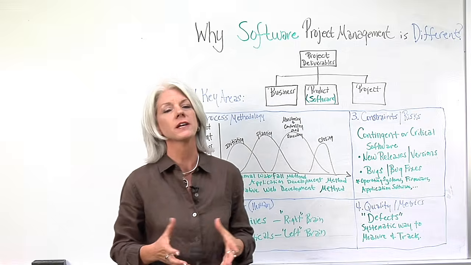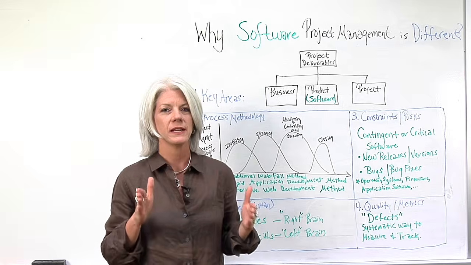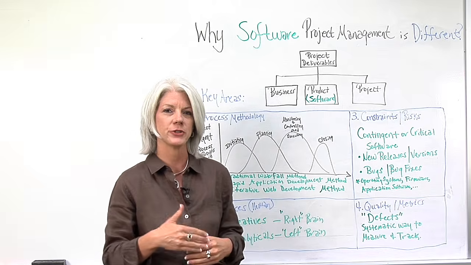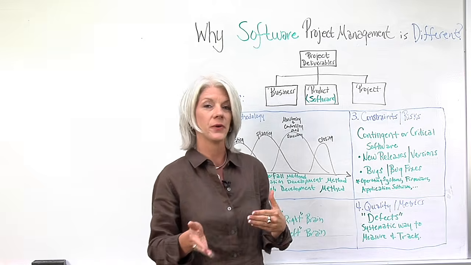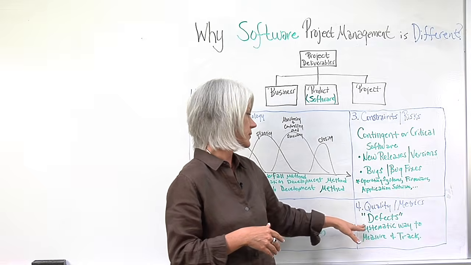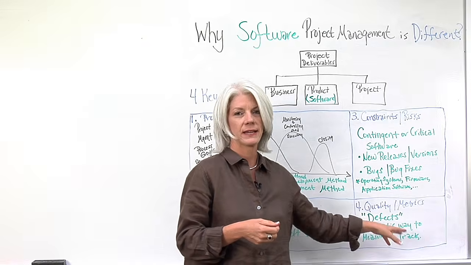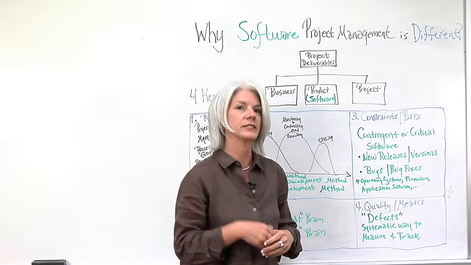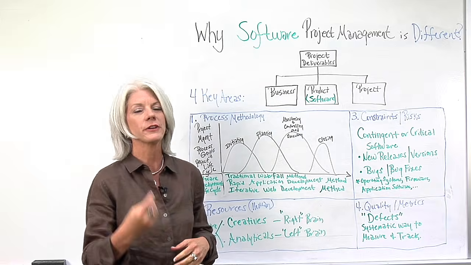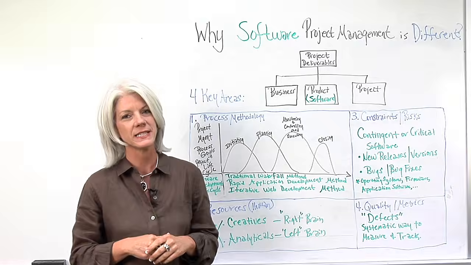So software projects are hard to measure sometimes because some organizations do not have a mechanism in place to track their defects. So they don't know how to measure the success or the quality of the project. So the defects need a systematic way to measure and track the defects occurring on the project so they can get those back in line. These are 4 key areas that we believe that software project management is different.